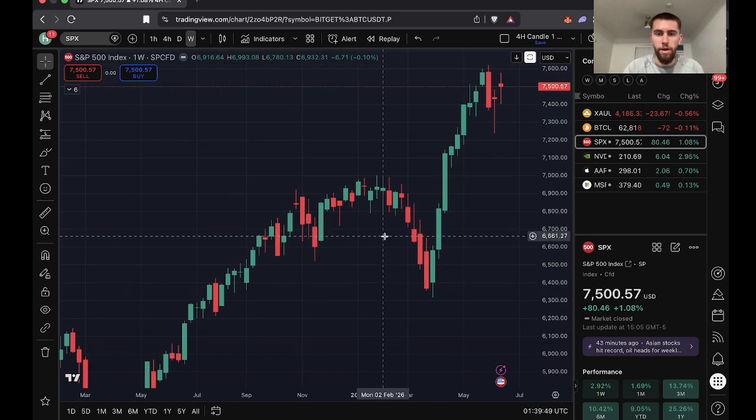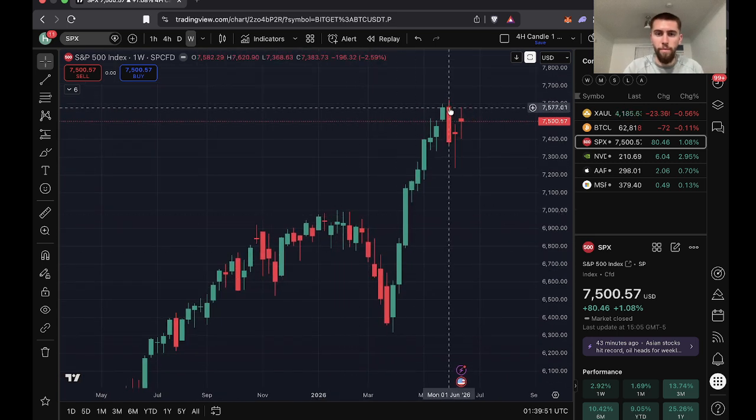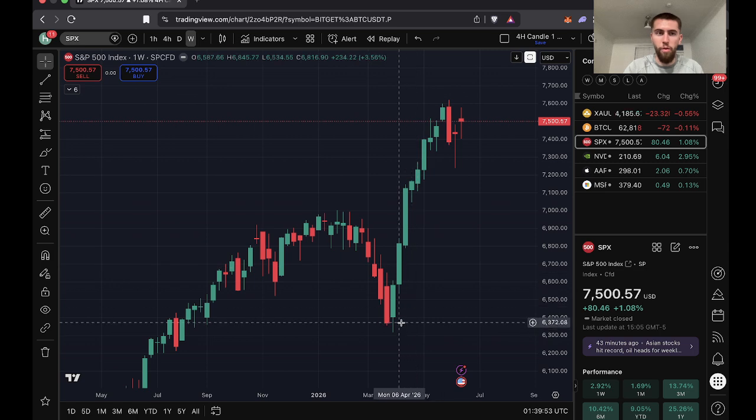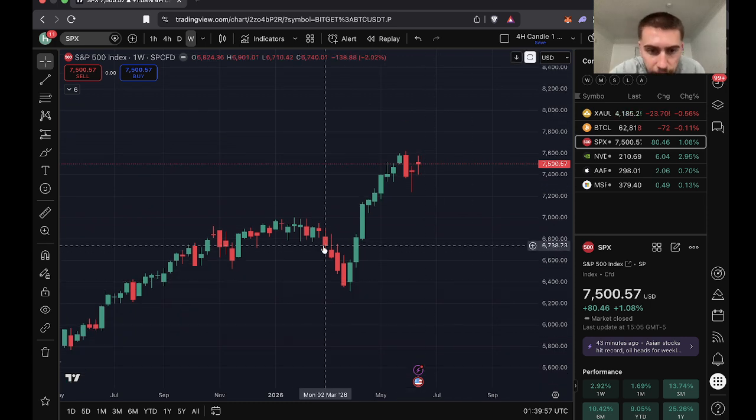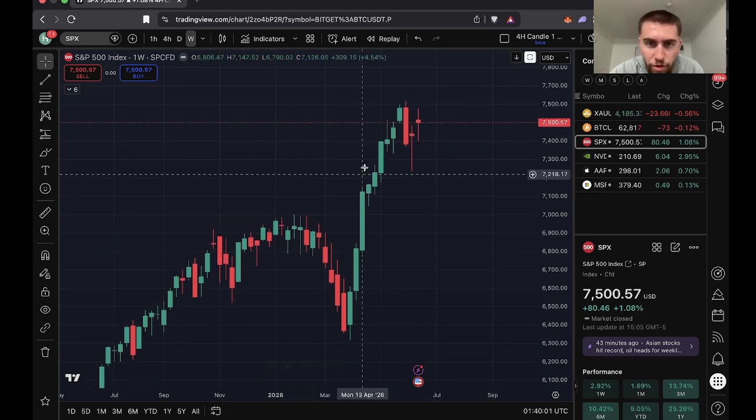So you could say, we'd be looking for a close below there on stocks right now. So this is actually quite interesting. So we had those consecutive weeks. We set that low there, and we've just gone up.